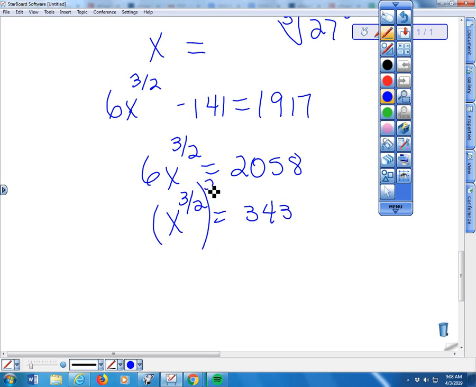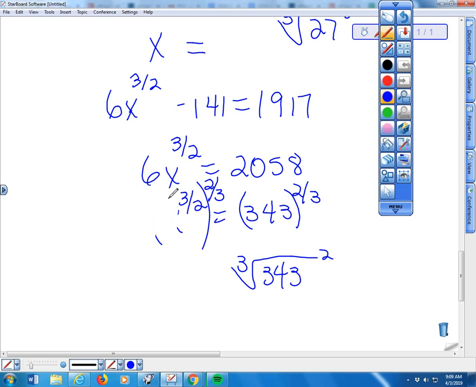Raise it to the 2/3. So as a root, this means it's the cube root of 343 squared. So what times itself 3 times is 343? I'm going to say 7. 7 times 7 times 7 is what? There it is. This is why knowing your roots is good. We'll try and do our contest maybe next week on our cubes and fourths and fifths. So the cube root of 343 is 7, and 7 squared is 49, so my answer is 49.